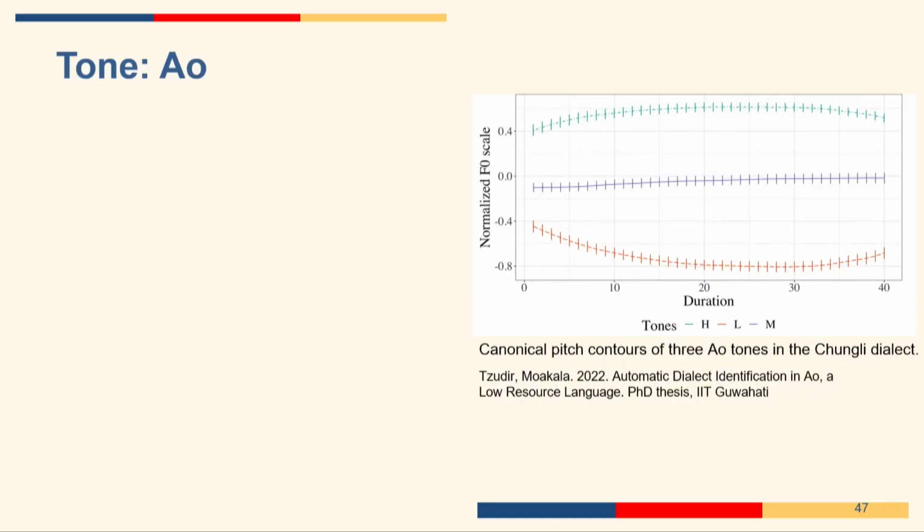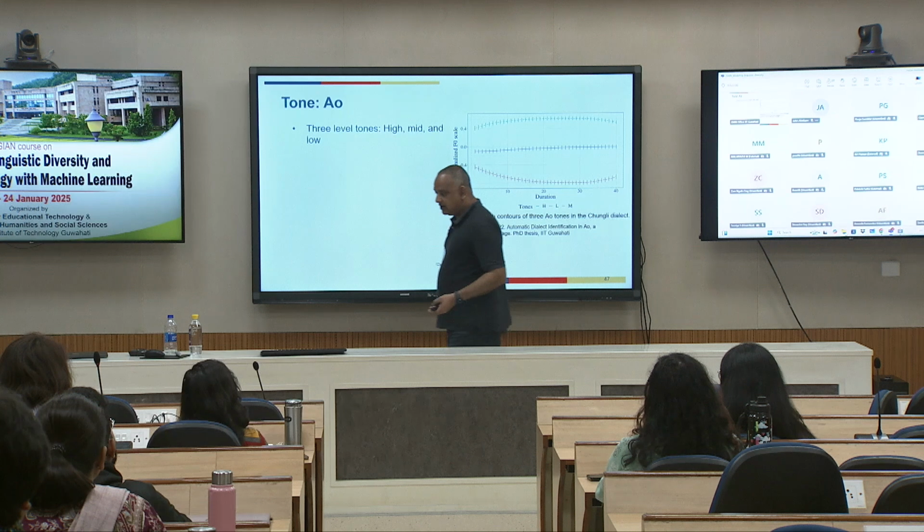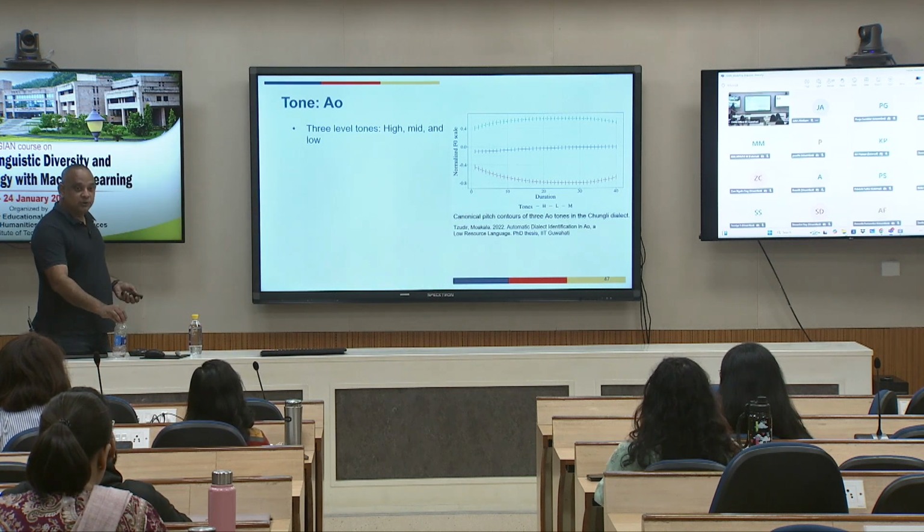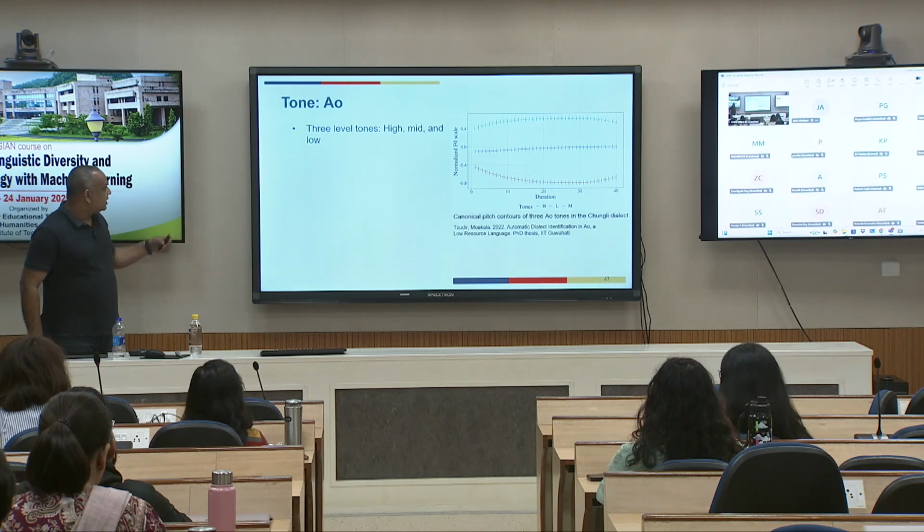This is the case of Ao. This is what one of our students, Moa, has worked on. In Ao, we have three tones. This is high, low, and mid. I don't have to tell you which is high, low, and which is mid. So what happens is that, again in Ao also, these are all three level tones basically, and it has been shown in several pieces of literature. Temsu's work is there, a kind of a masterpiece if you look into it, where he has talked about the tones and morphology in Ao.